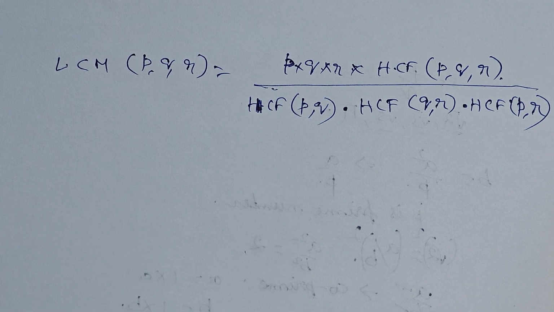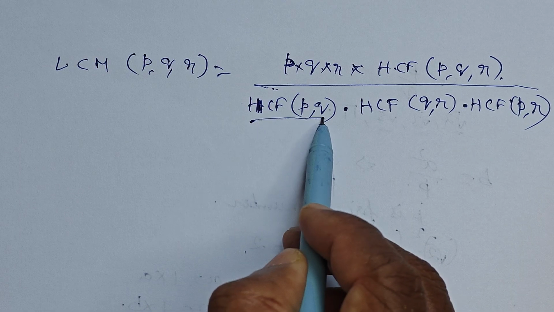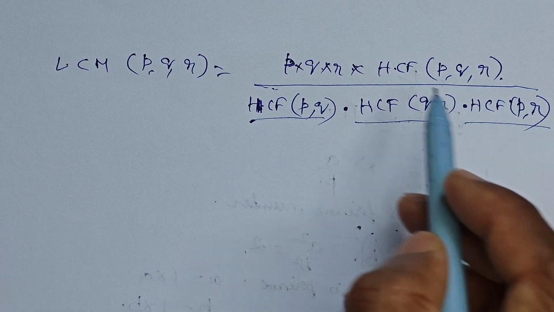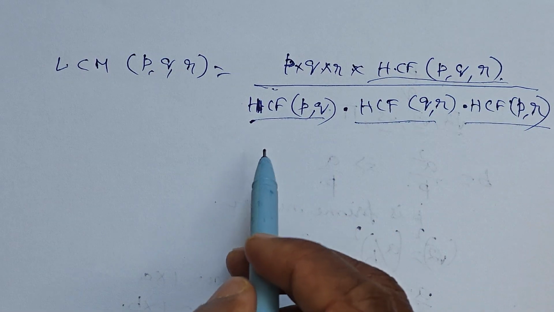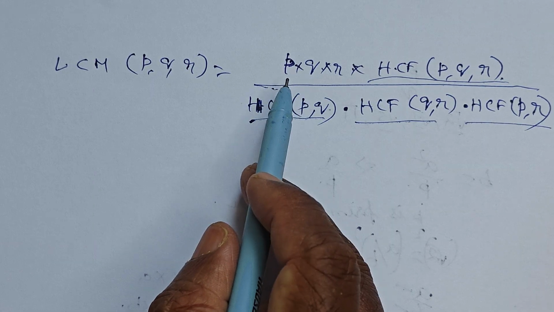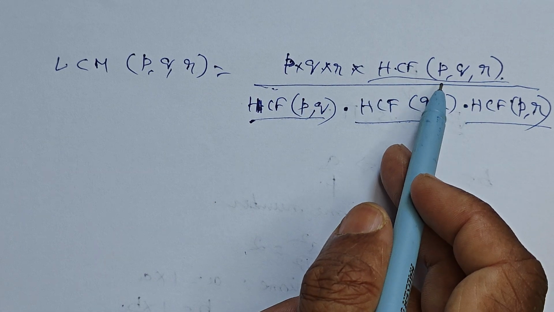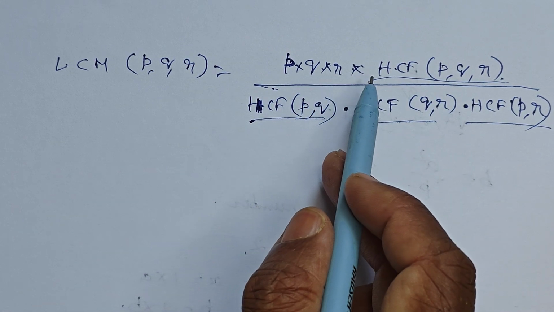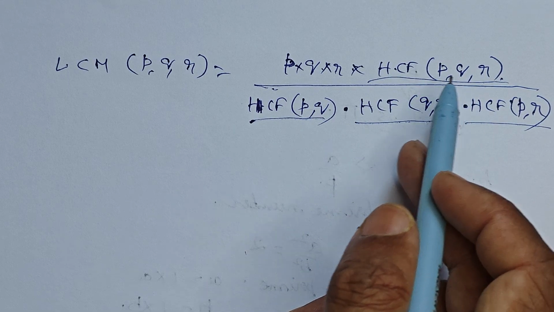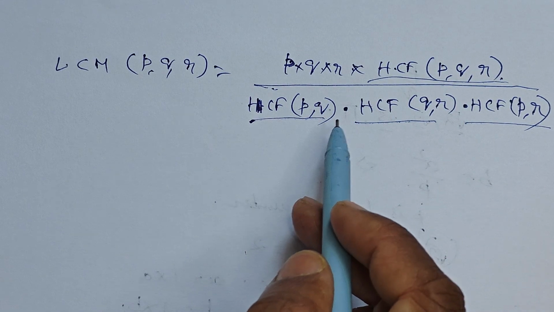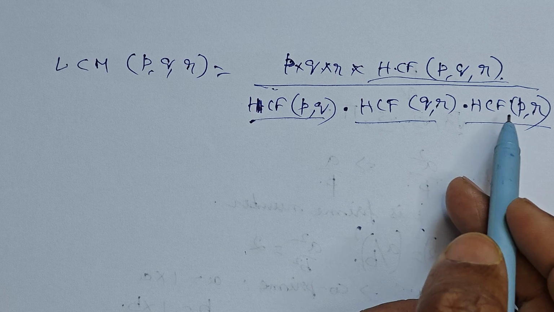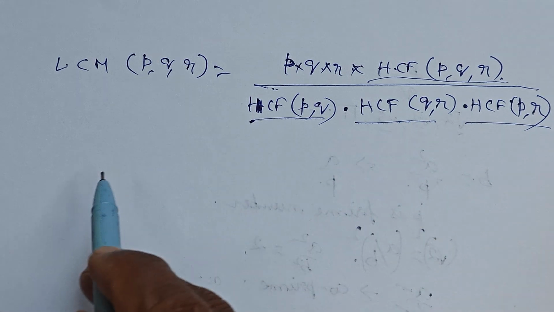Okay, but to find it this way, you have to find the HCF of all the 3 numbers P, Q, R, then each 2 numbers, HCF of PQ, HCF of QR, HCF of PR. Then multiply P into Q into R into HCF of PQR, divided by HCF of PQ, HCF of QR, HCF of PR. This is a lengthy process.